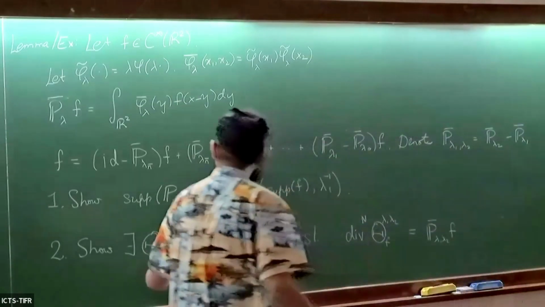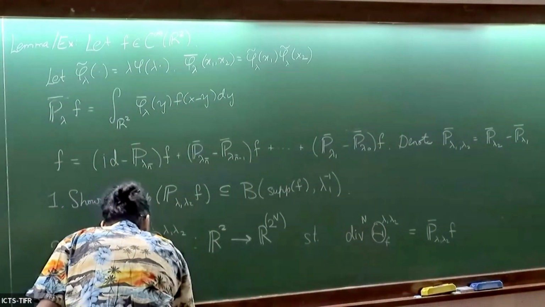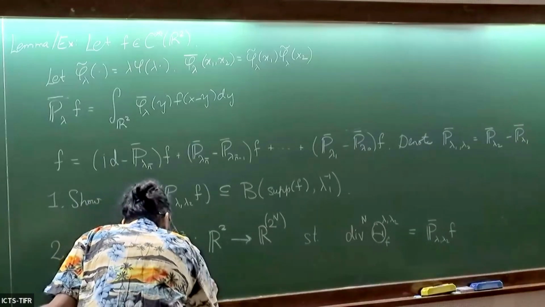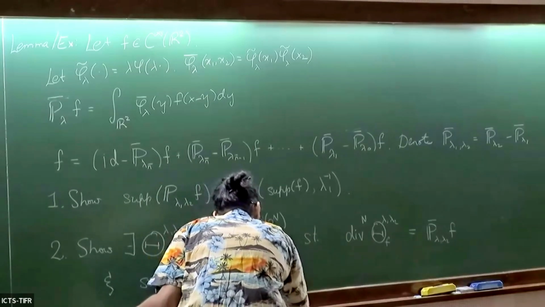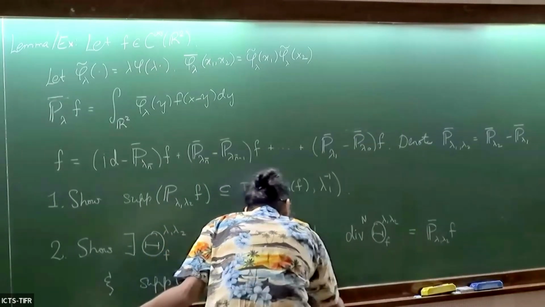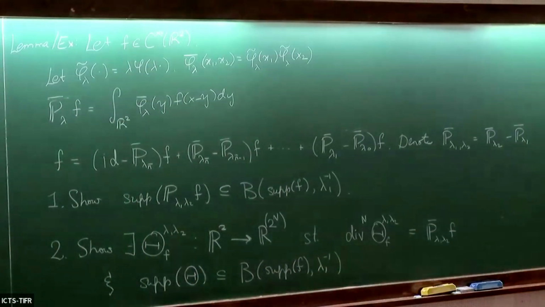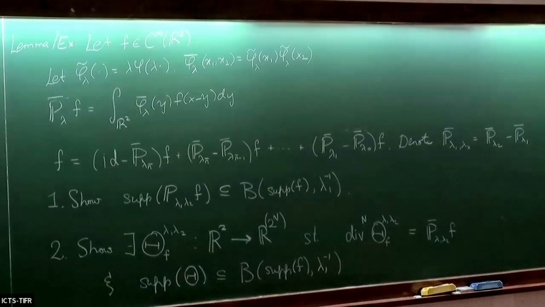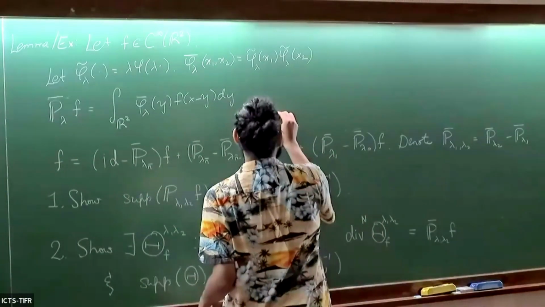And moreover, this has the same support property as this. The support of this theta is contained in the same thing, a ball around the support of f of radius lambda 1 inverse. Okay, so the second part is a bit challenging, so I'll give a few hints on how the steps of this can go, but part one is quite easy, just from definitions. Right. Lambda is increasing. The lambda is increasing, yeah, thank you. Yeah, lambda 0.